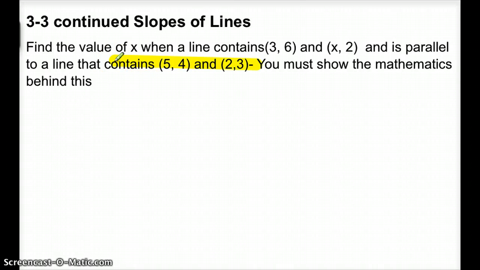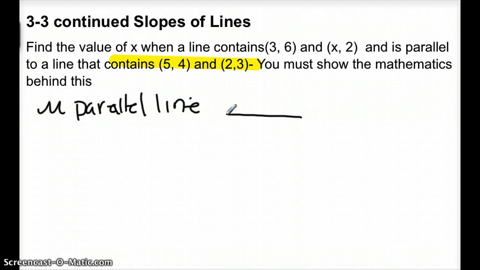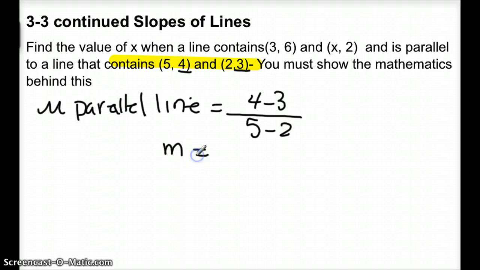So I need to find the slope of that parallel line. And I'm going to use my y minus y over x minus x. So I'm going to take my y's and subtract them, 4 minus 3. And then I'm going to take my x's and subtract them, 5 minus 2. So that slope is 4 minus 3 is 1, 5 minus 2 is 3. So the parallel slope is 1/3.